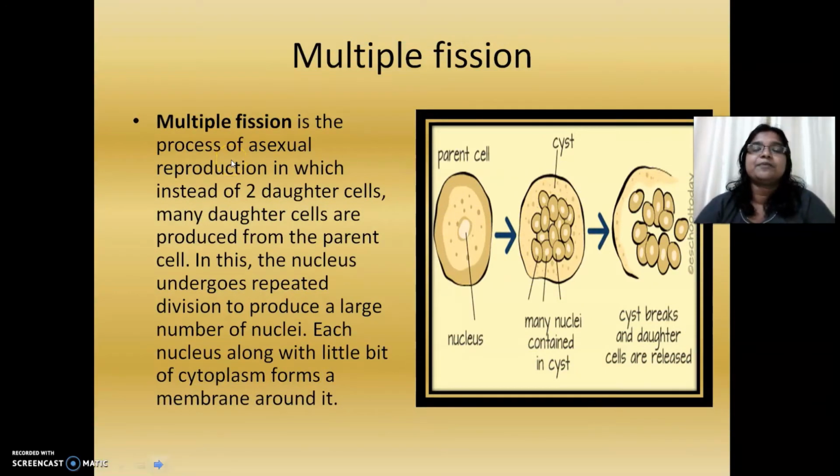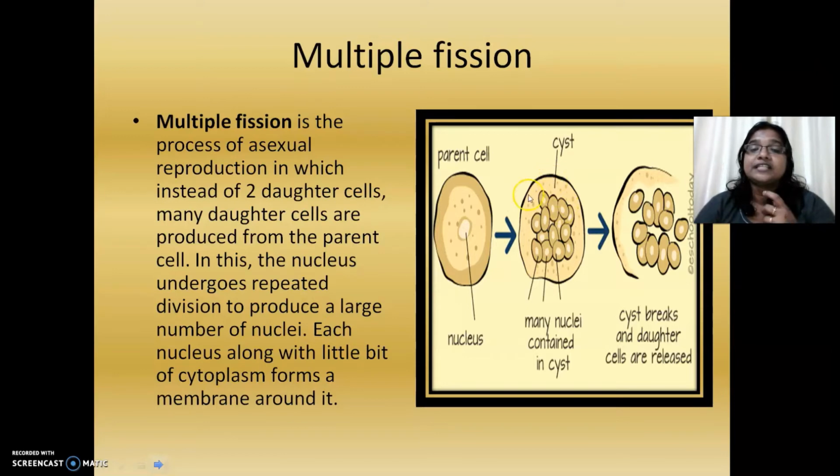Let's see the next type of asexual reproduction, and that is multiple fission. We have seen that in binary fission, two daughter cells are formed. Am I right? Yes. Whereas in multiple fission, many daughter cells are formed, and that's why the term multiple fission is given. An excellent example of multiple fission is the malarial parasite. There, the single nucleus of the parent cell divides into many nuclei.